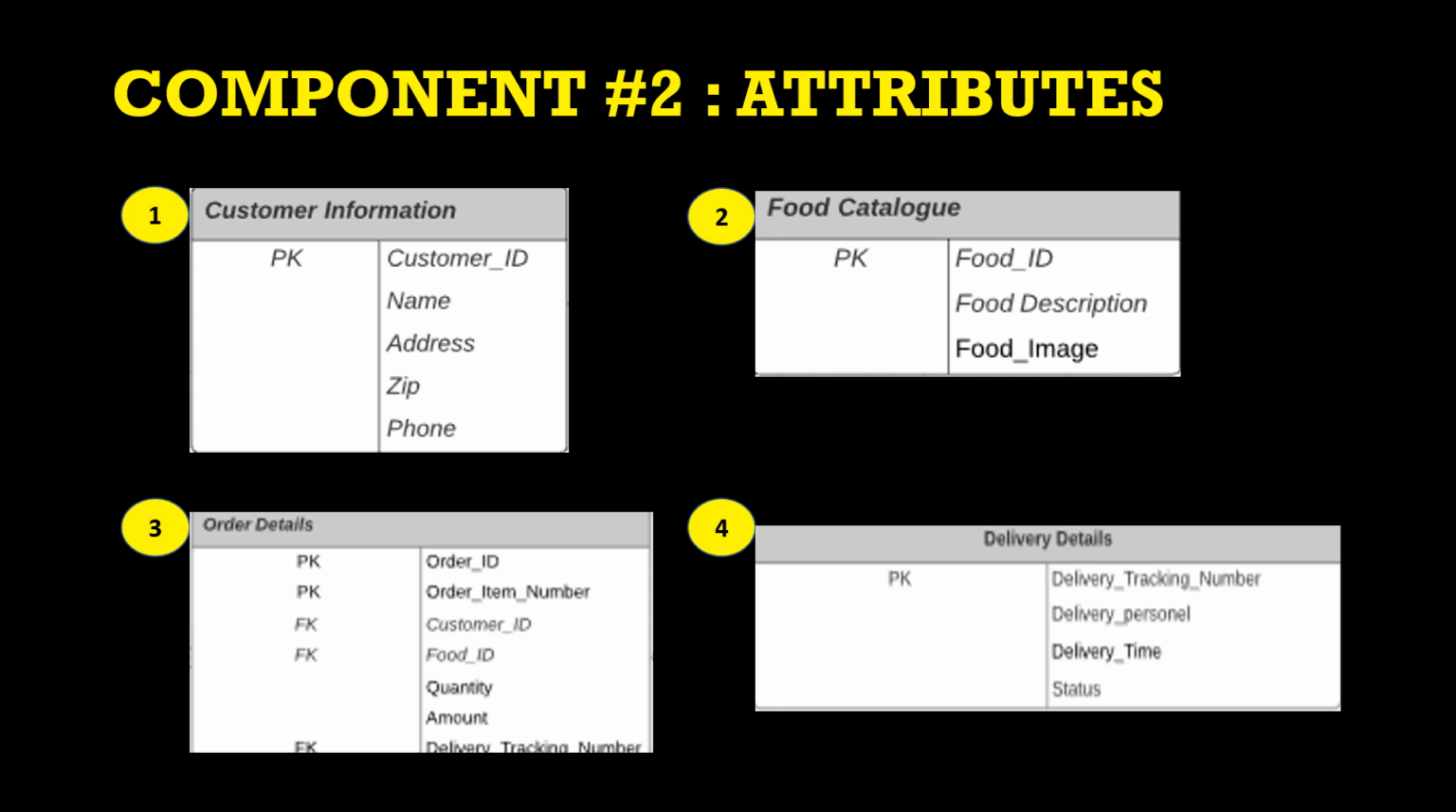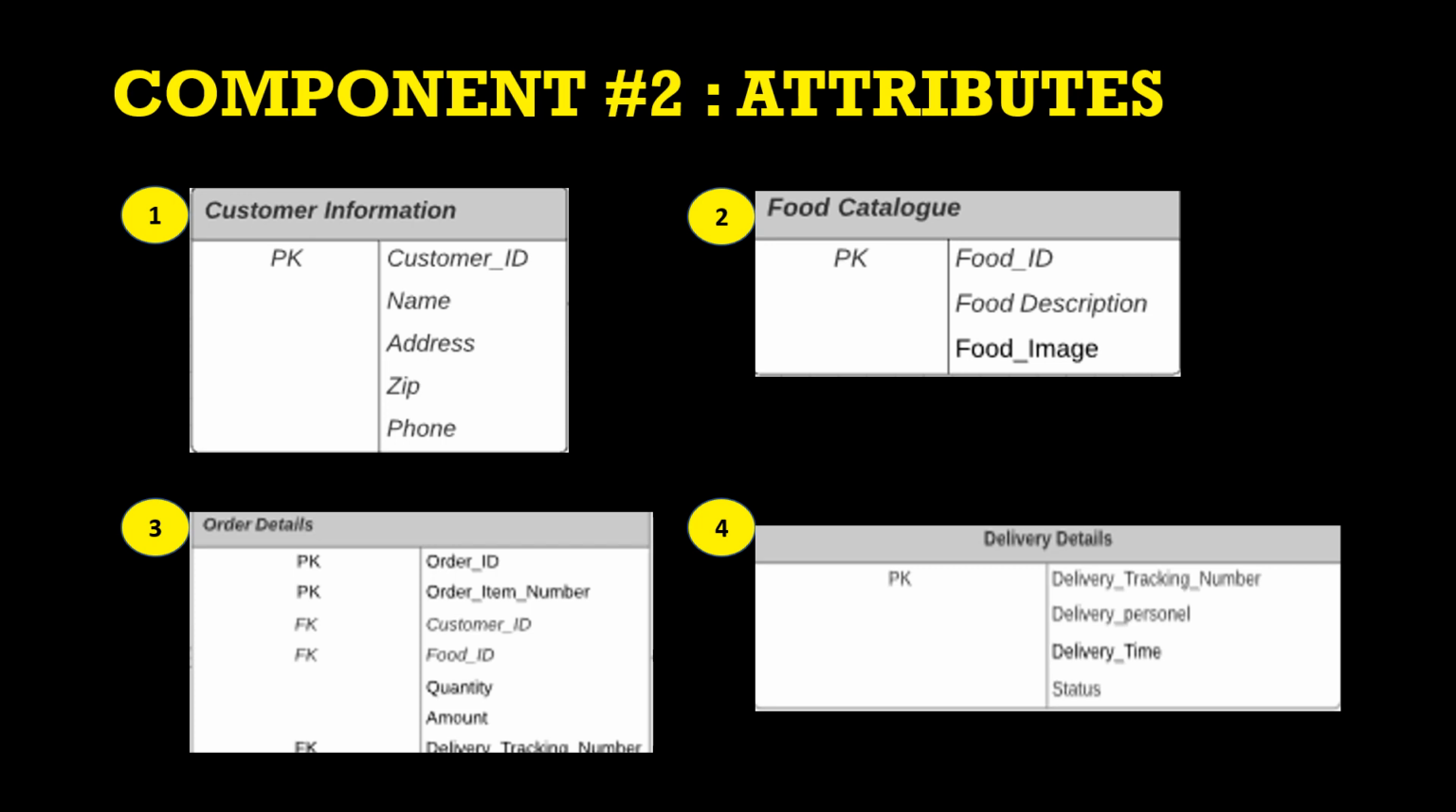Then it has the customer ID of the customer who has ordered, food item details, quantity ordered, amount, and lastly a delivery tracking number for tracking the delivery of this order. In this table, you can also see 3 foreign keys which provide linkage to other tables. Customer ID is a link to the customer information table, food ID is a link to the food catalog table, and delivery tracking number is a link to the delivery details table.